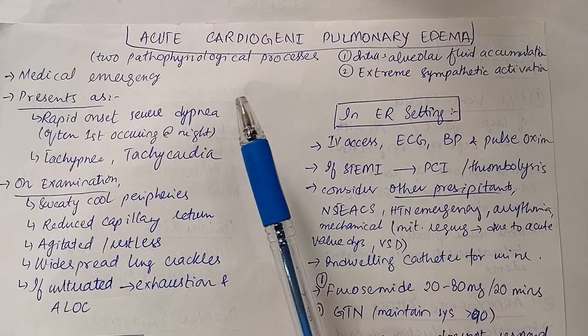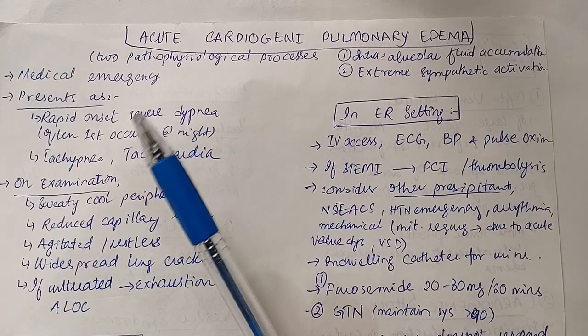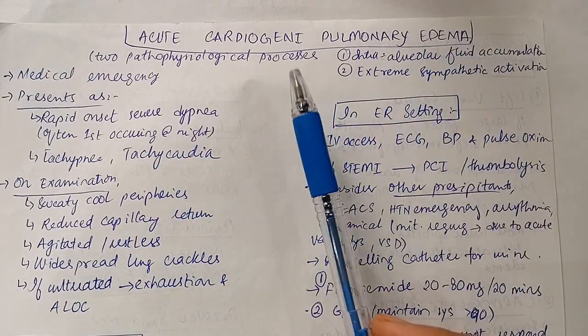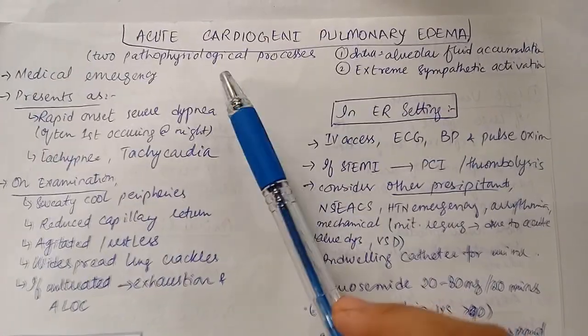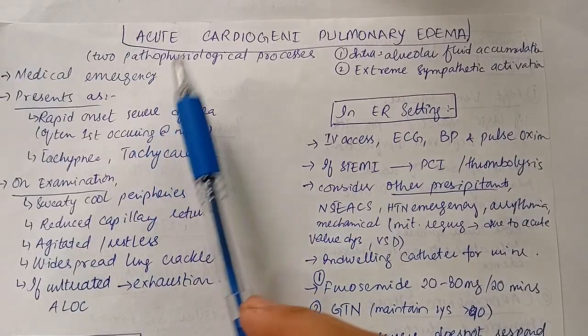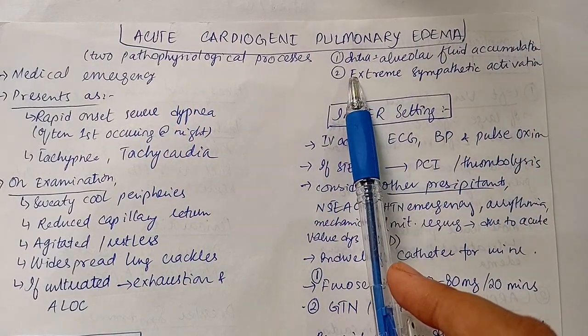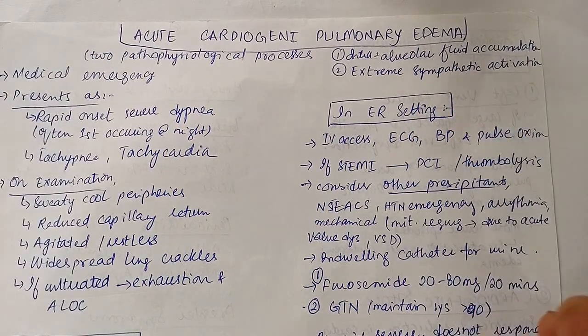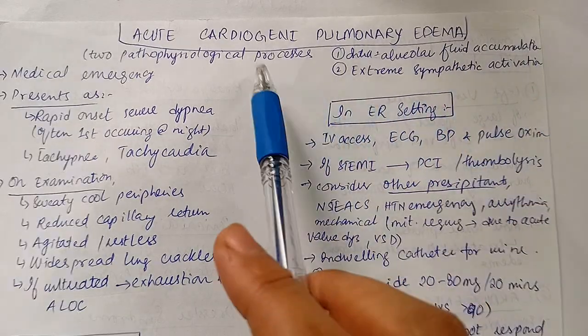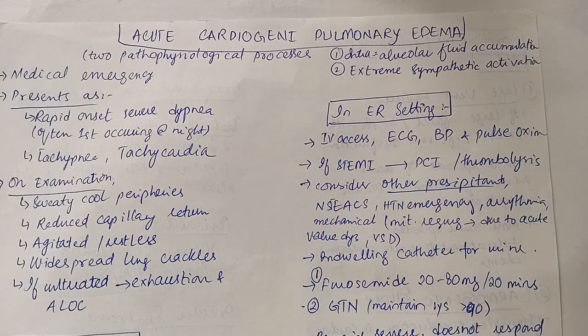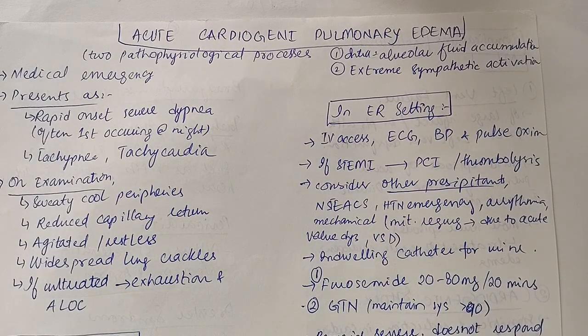Then we have acute cardiogenic pulmonary edema. Acute cardiogenic pulmonary edema is pulmonary edema that is secondary to acute cardiogenic causes. There are two pathological processes, that is intra-alveolar fluid accumulation and extreme sympathetic activation. It is secondary to heart failure, most often left ventricular failure. It can be post-MI or due to some other causes of heart failure.